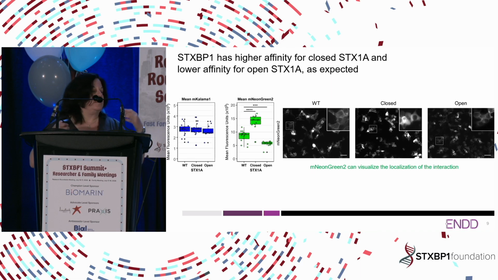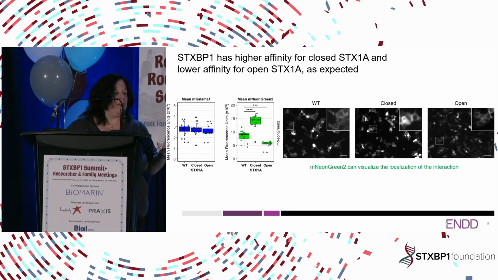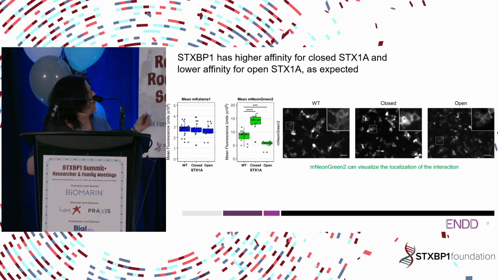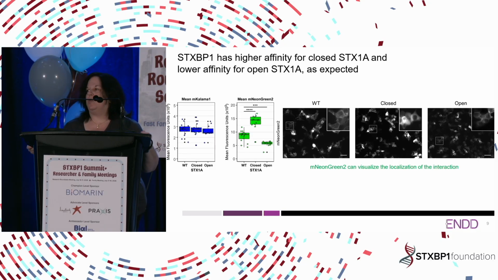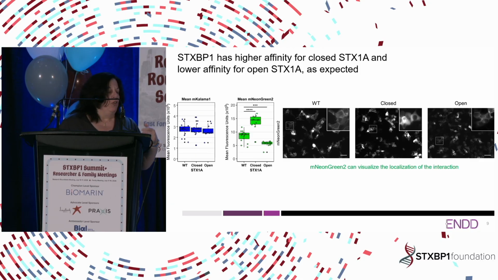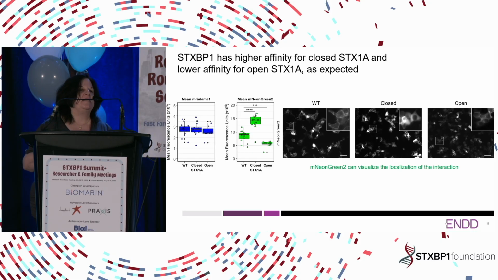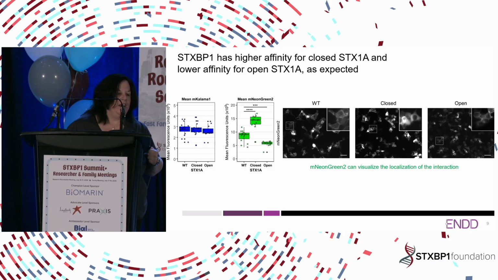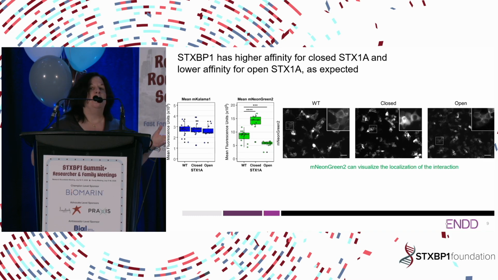Now, looking at the differences of the wild type versus open and closed syntaxin within our assay, as you might imagine on the far left panel, there's no change in CALMA1, so there's no change in STXBP1 expression. However, when you look at the mean neon green channel, we have a much higher amount of fluorescence with closed syntaxin. As I indicated, it's much tighter binding with closed syntaxin versus open syntaxin, which has a reduced fluorescence and therefore reduced binding. We can actually look at these under the fluorescent microscope too.